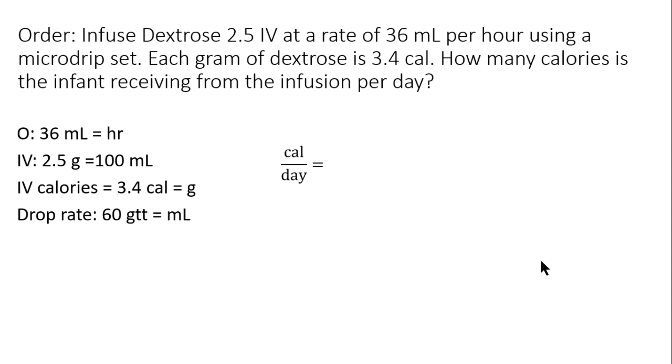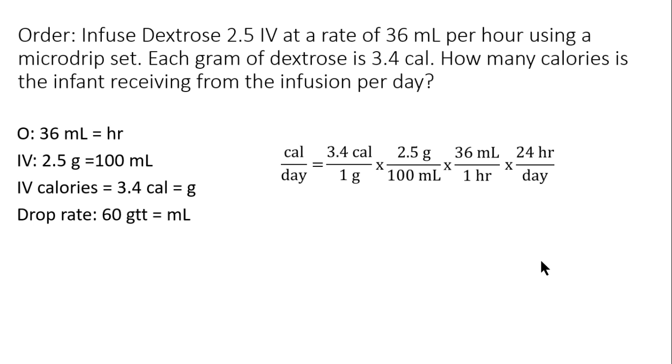So calories per day, we put the calories on top, so 3.4 calories over 1 gram times the 2.5 grams over 100 milliliters. The order is for 36 milliliters per hour, and we want to know for a full day, so times 24 hours per day. Grams, milliliters, and hours cancel out, so we multiply all the numbers on the top and divide by 100, which gives us 73 calories per day.